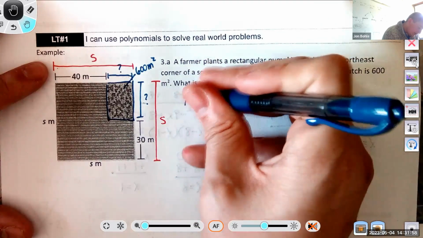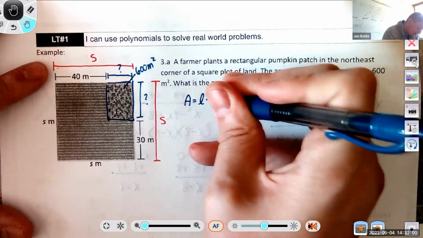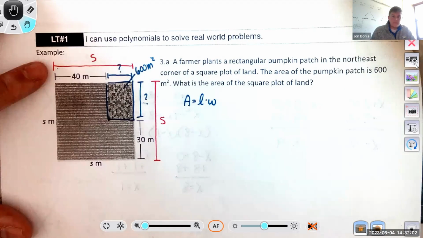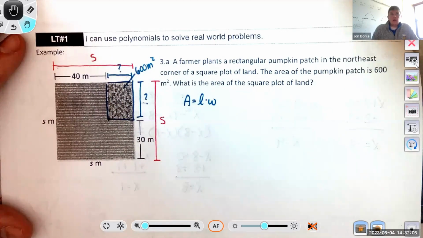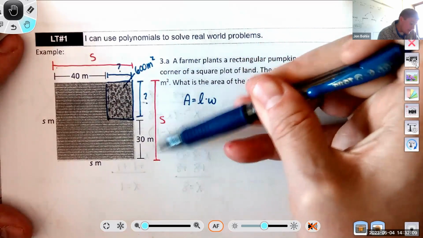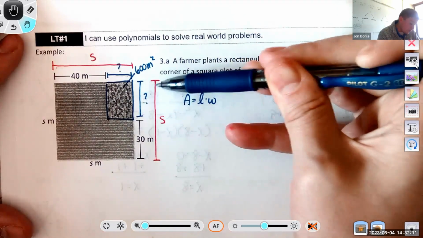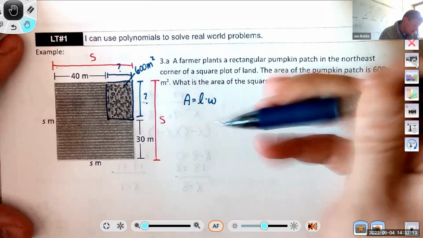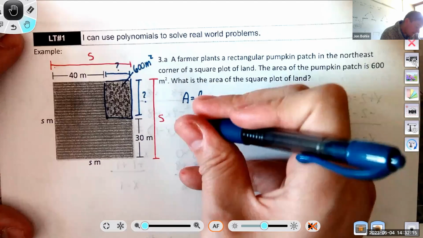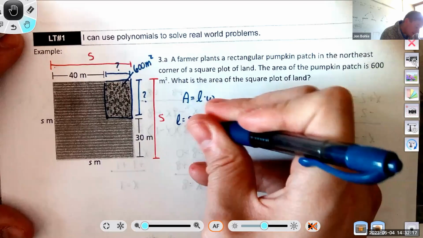That's going to be the critical point, because I know the area is equal to length times width, and we're talking about this little blue area. Well, how do I find this little blue area? I have to take this total length, and this distance is going to be the total length minus 30. So the length here is going to be S minus 30.